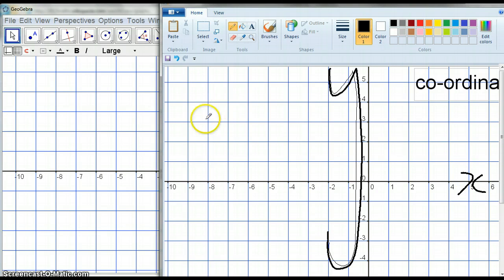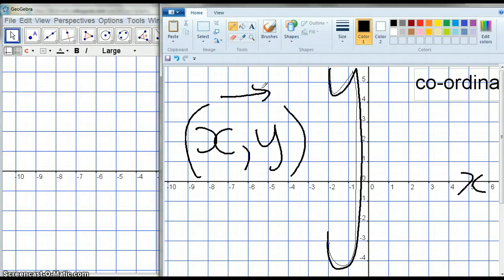When we have a coordinate, we go x, comma, y. How do I remember that? It's alphabetical order. So I've got y to the sky, and then I've got x comes before y in the alphabet. So that really helps me.